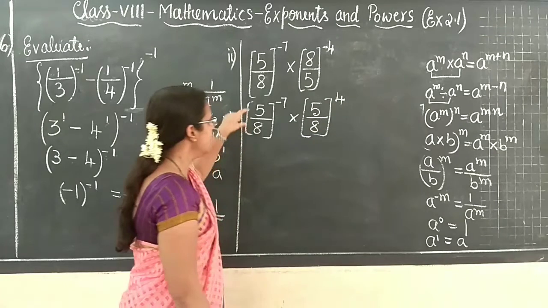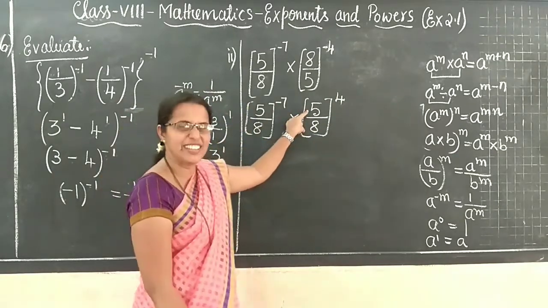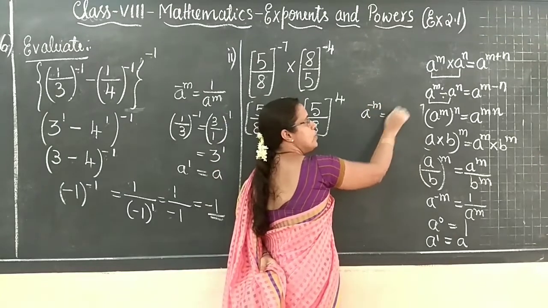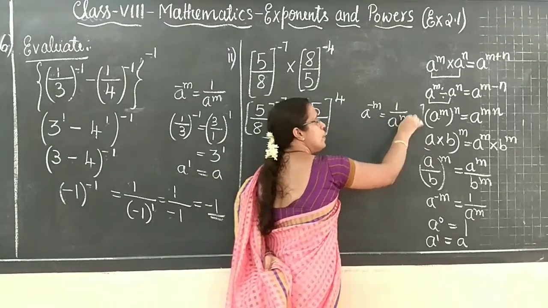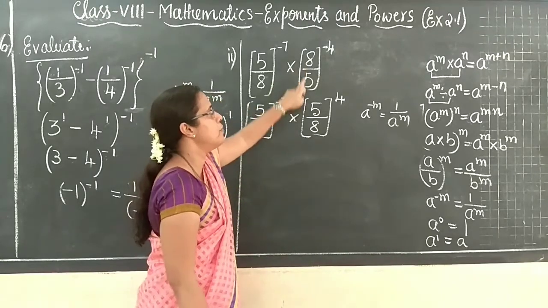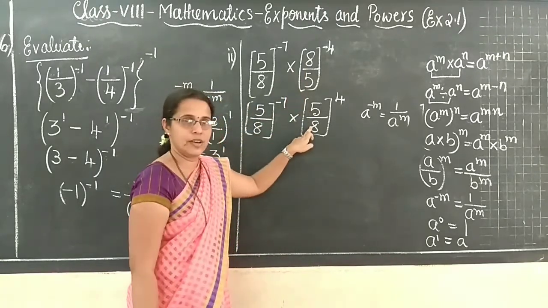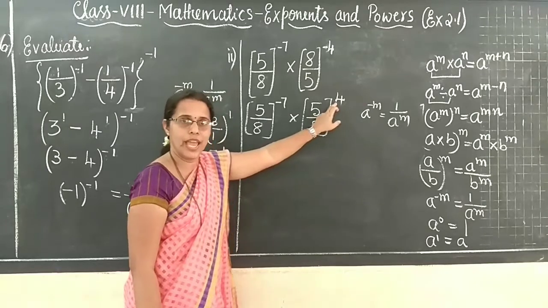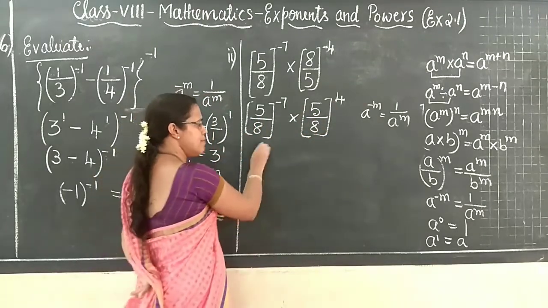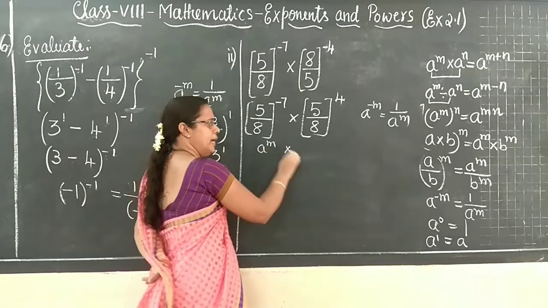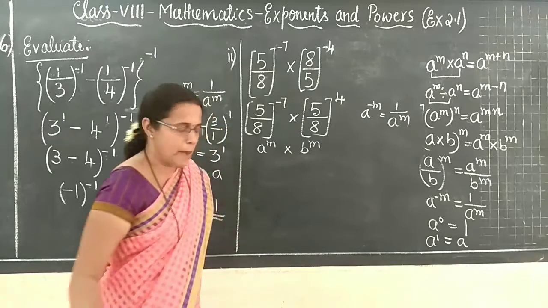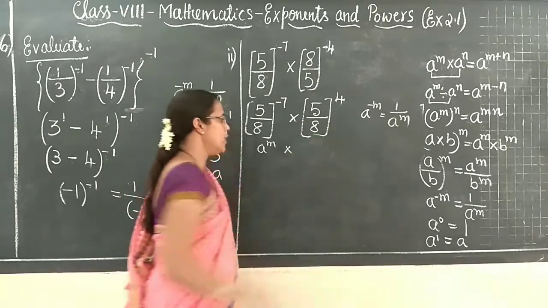Now see, children, one I didn't change, one I changed according to that. A to the power minus m is equal to 1 by a to the power m type. It's the reciprocal I did. So what is the reciprocal of 8 by 5? 5 by 8. Powers become positive. Yes? Now have the bases come same or not? Bases came same. a to the power m into a to the power n.